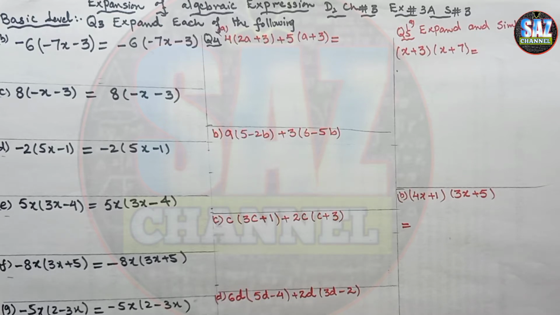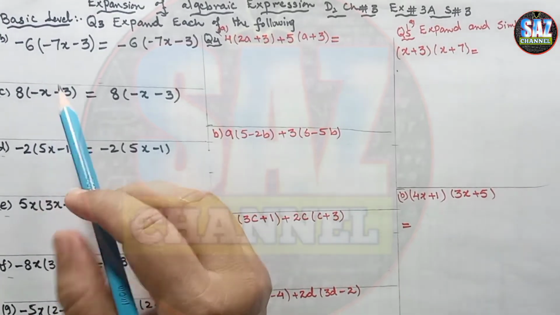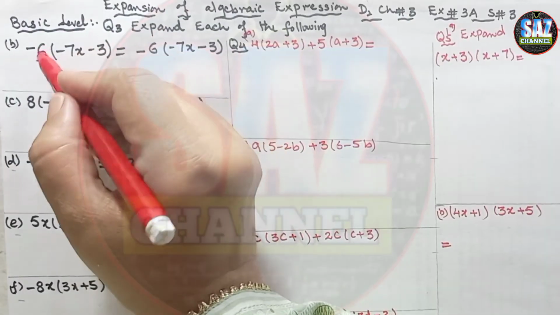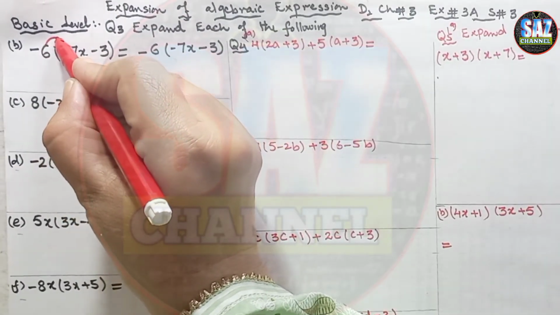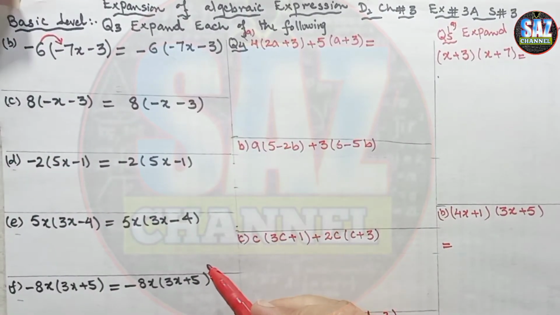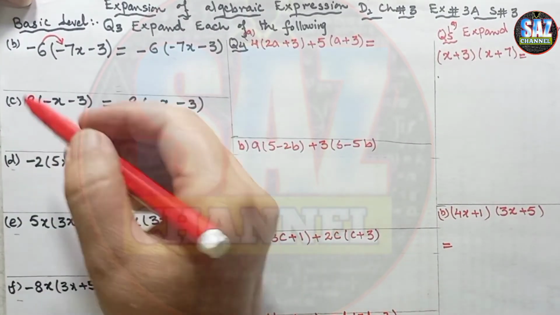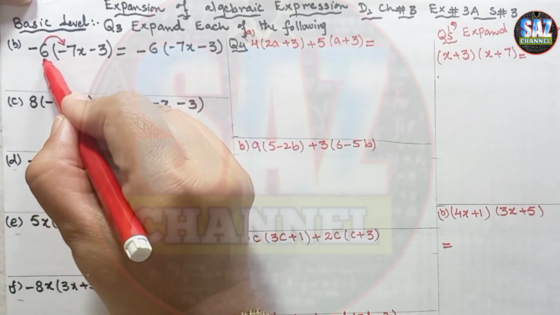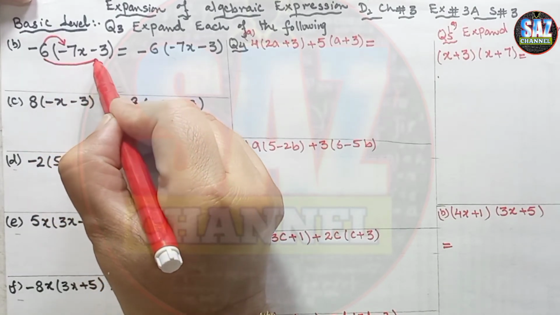Okay, let's move to question number 3, and let me start my class with the second part of question number 3. Now what I have to do is apply the distributive property carefully: whatever is the number or letter outside the bracket, I have to multiply that number carefully with every term inside the bracket.